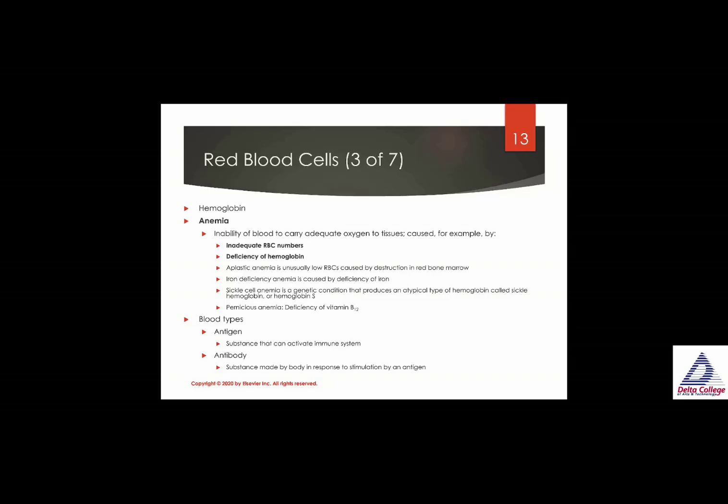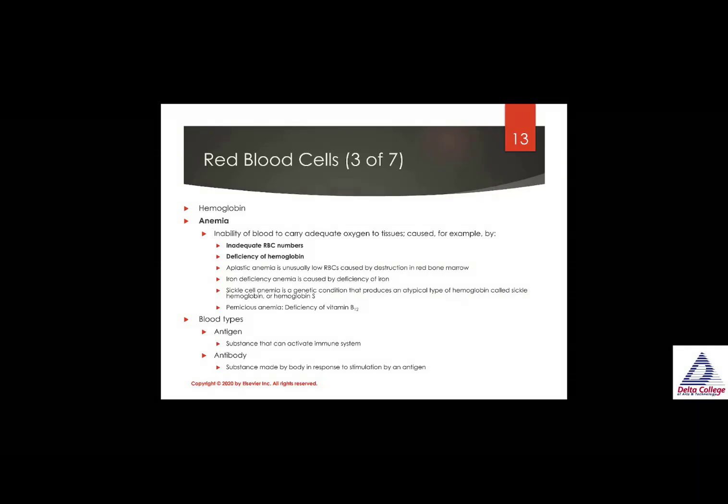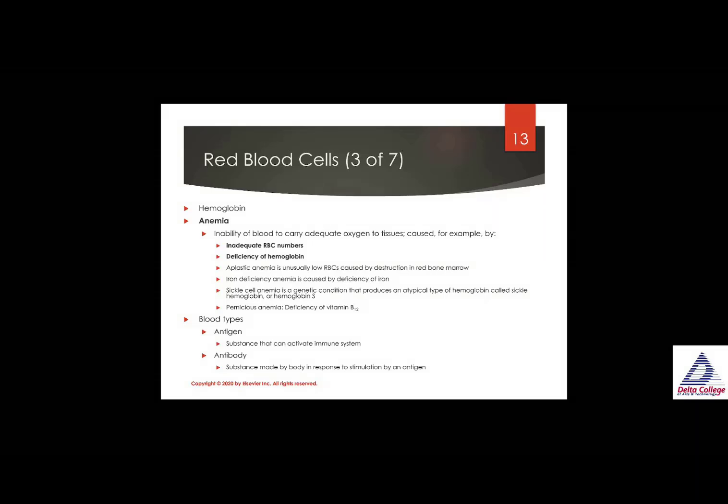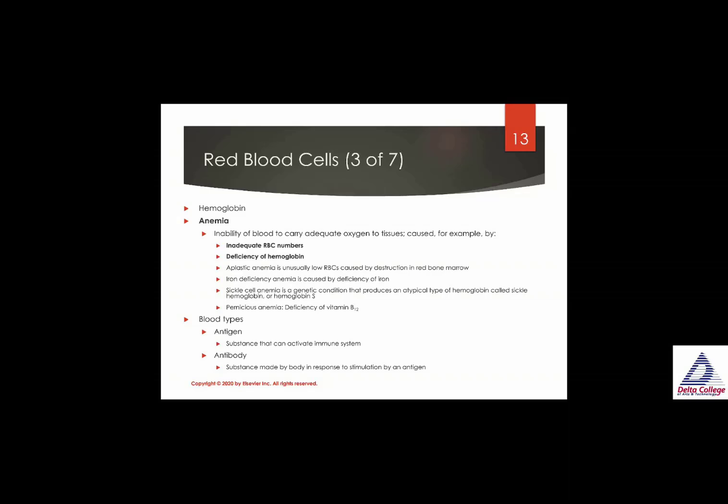Aplastic anemia is unusually low red blood cells caused by destruction in the red bone marrow. So aplastic anemia is usually associated with things like leukemias. Iron deficiency anemia is caused by a deficiency of iron. Sickle cell anemia is a genetic condition that produces an atypical type of hemoglobin, so it's not a normal type of hemoglobin.